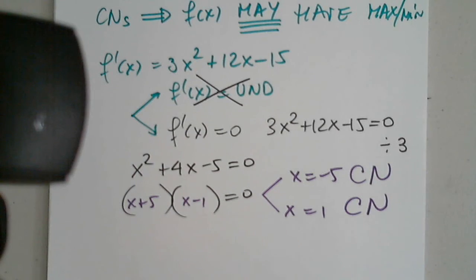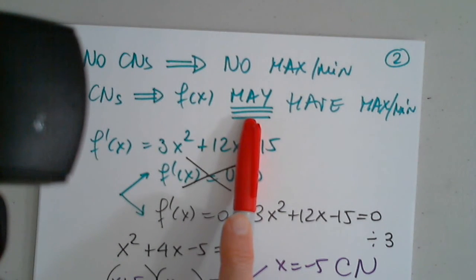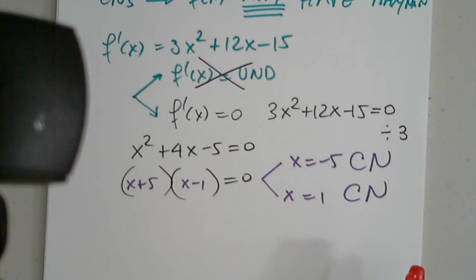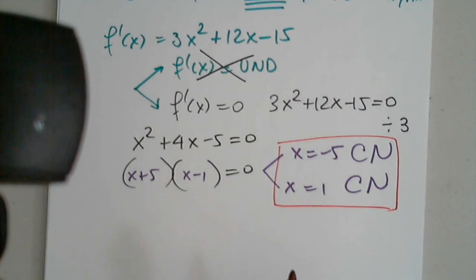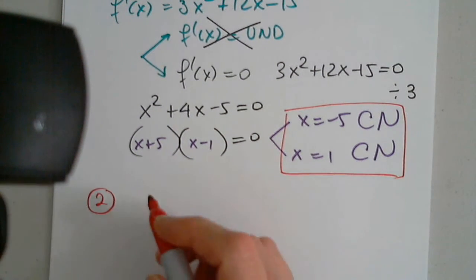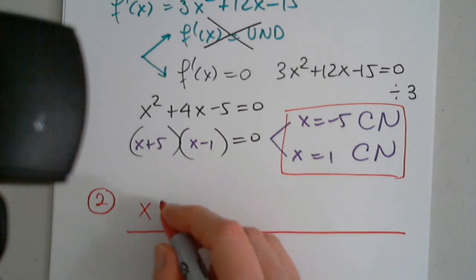Will these turn into max-min? I don't know. They may. It's no guarantee. So this was step 1. We determined that this function has two critical numbers, negative 5 and 1. In step 2, we will start thinking of the following table again.